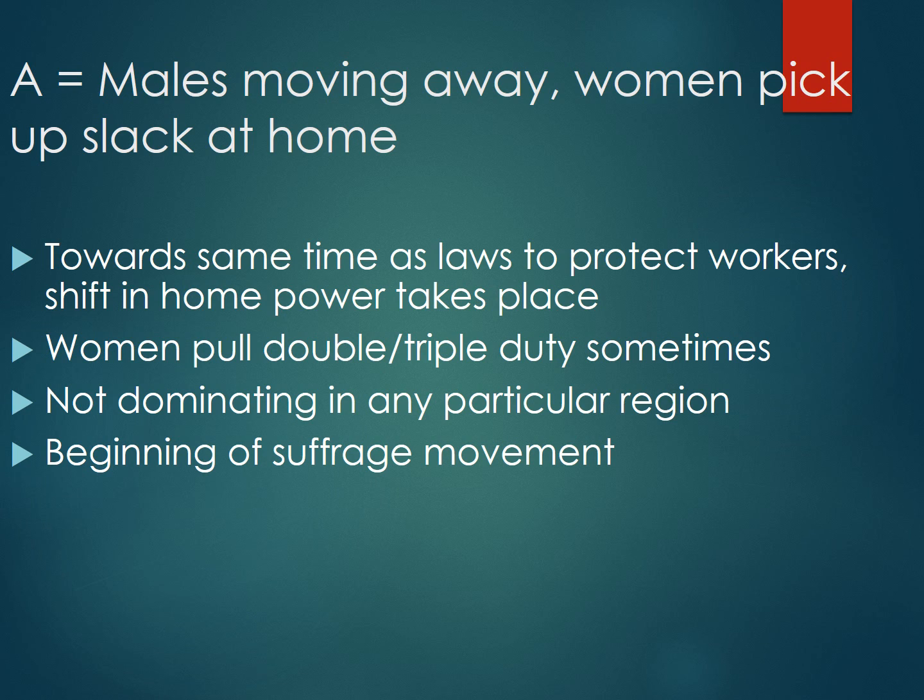Women are pulling double, triple duty sometimes because sometimes they still do have to work, but the male is away, maybe moved away or something. So women are trying to keep the home together while still maintaining a job, while still maintaining childcare and education, all that kind of stuff. This is not a dominating factor in any particular region, so it's spread out along all the industrialized countries in a way. And once again, this is the beginning of the suffrage movement as we talk about women eventually wanting rights and having to reform laws that we are going to be covering here with 5.3.